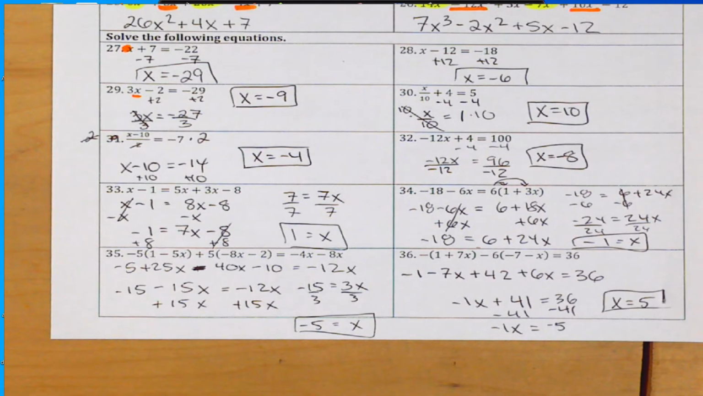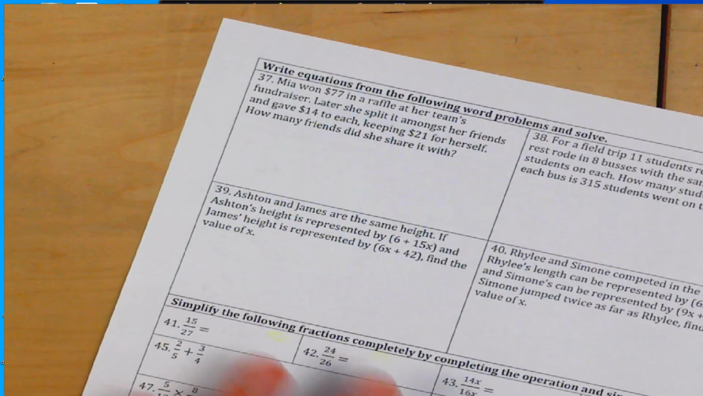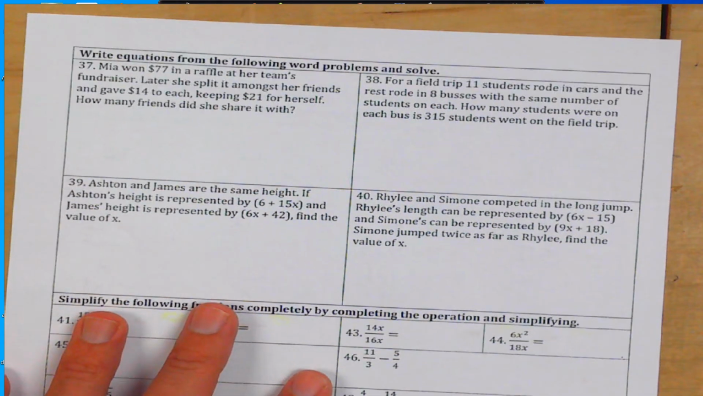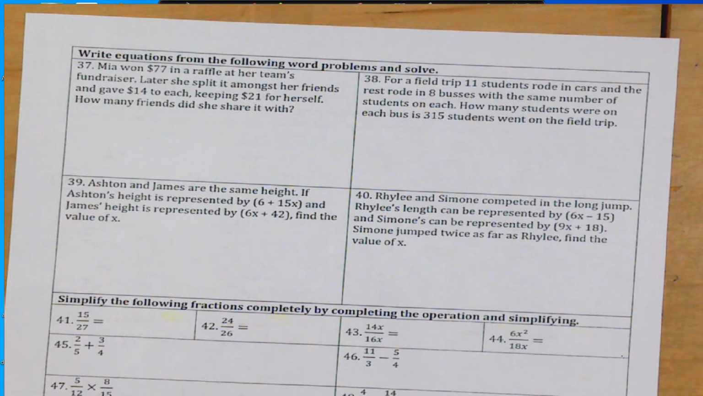Okay, let's flip it, rip it, and grip it. Alright, Mia won $77 in a raffle at her team's fundraiser. Later she split it amongst her friends and gave 14 to each, keeping 21 for herself. How many friends did she share it with?